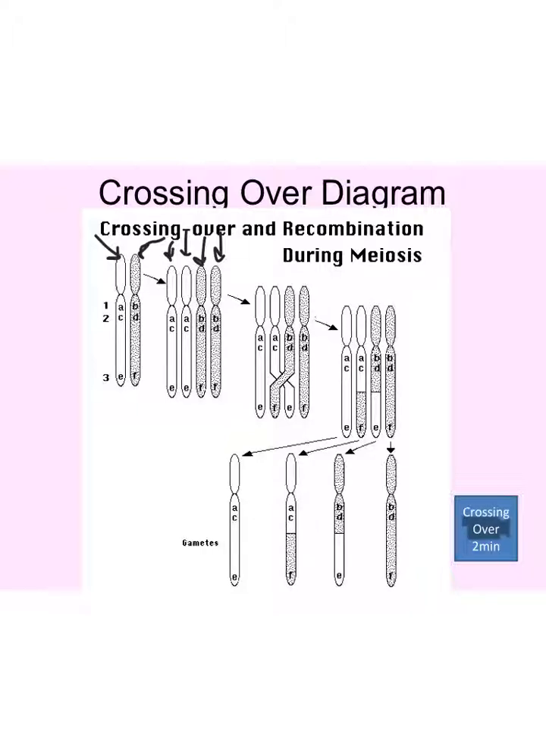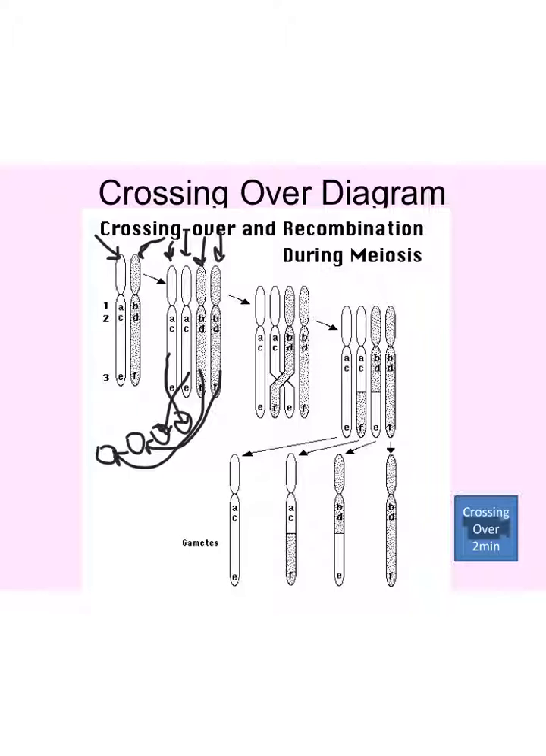If there was no crossing over, and we're just going to make 4 gametes, you can see one of these gametes, these sex cells, is going to get a full chromosome from mom. The other one's going to get a full chromosome from mom. The other 2 gametes are going to get full chromosomes from dad.